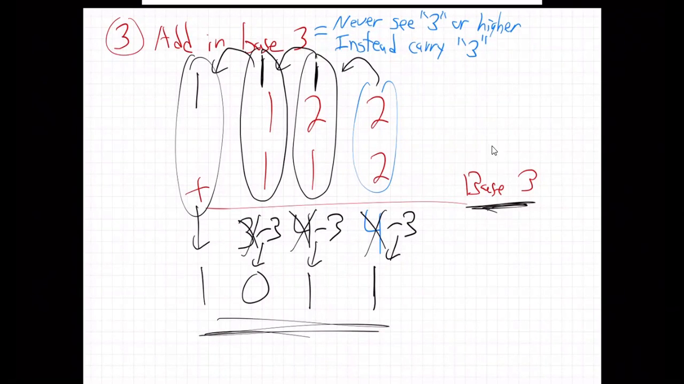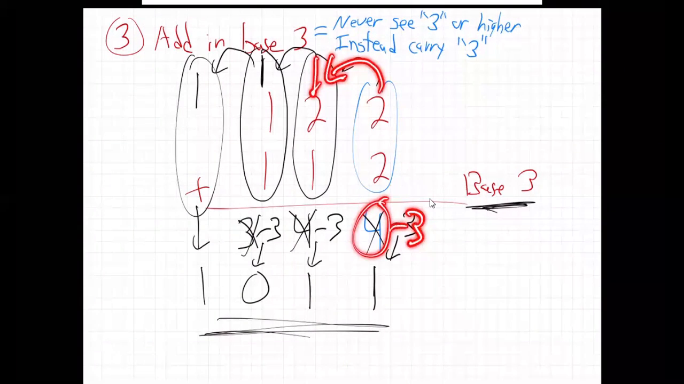And so there it is. That's how we add in base 3. We're never going to see a 3 or more. So whenever I saw a number like the 4, a number that's 3 or higher, I have to carry 1 and subtract 3 because you really carried away 3. So there it is.